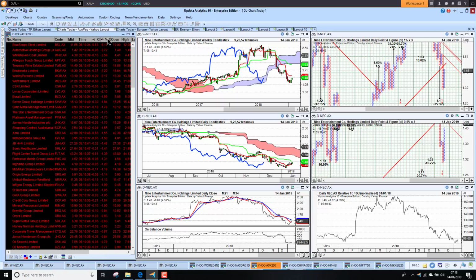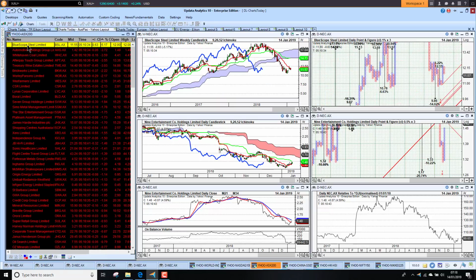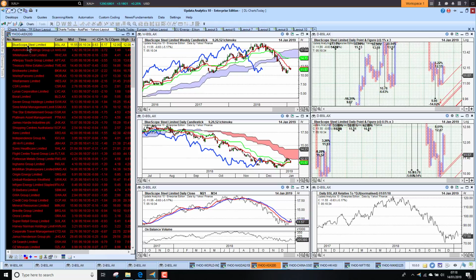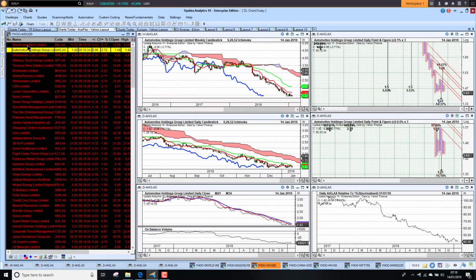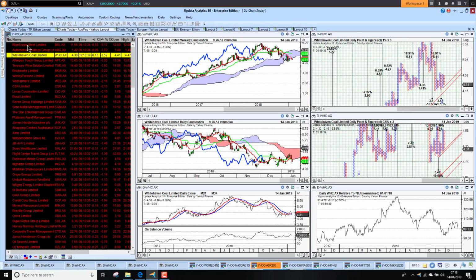Turn to the other side of the market, looking at the bearish end. BlueScope down 5%. Seeing a lot of stocks still looking terrible on the charts. Really quite clear downtrends here. Whitehaven Coal in bearish trend on that medium-term chart.